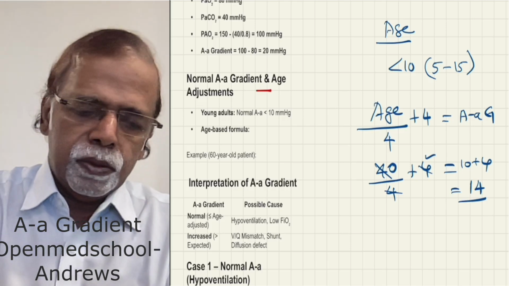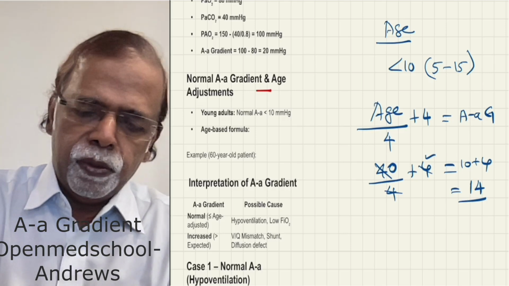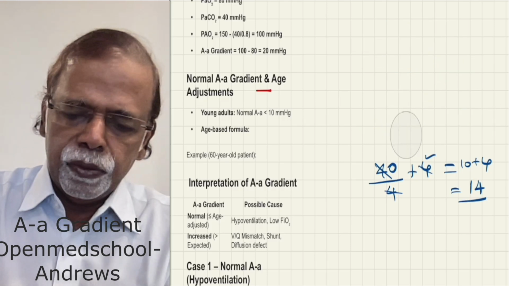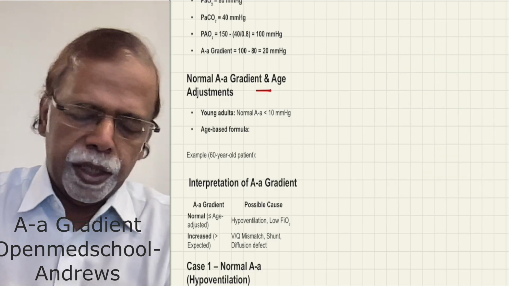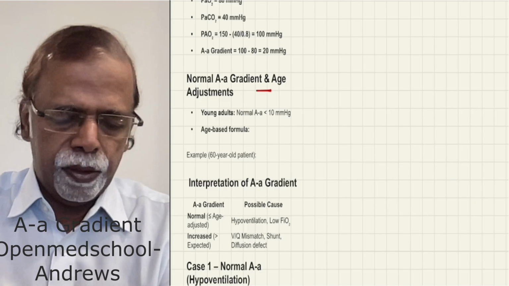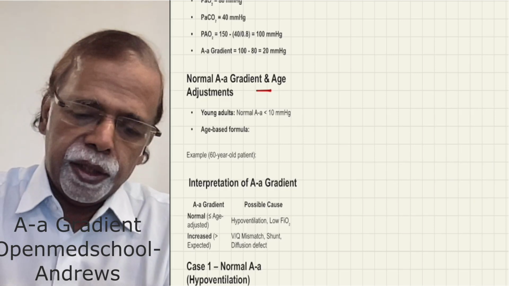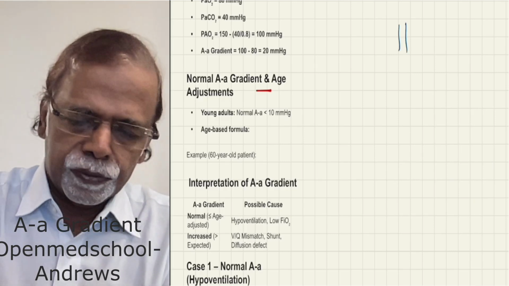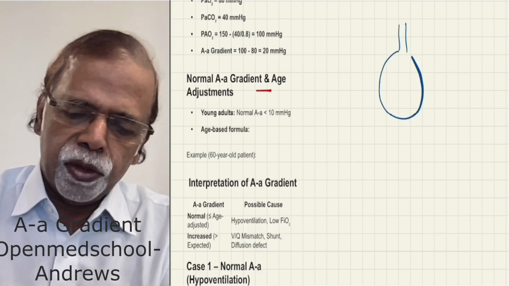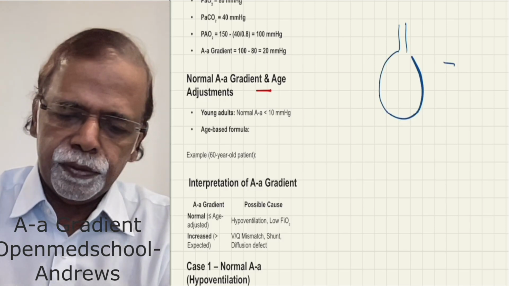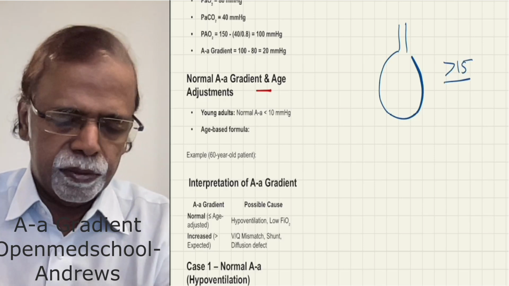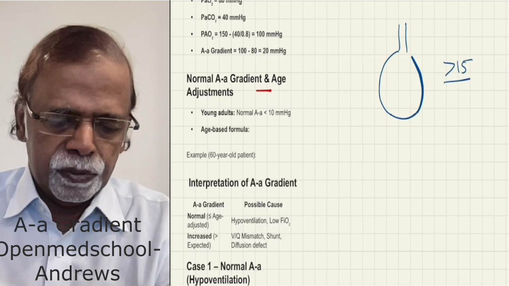So we will look into the interpretation. When the AA gradient is more than 15 in a normal adult, what does it indicate?